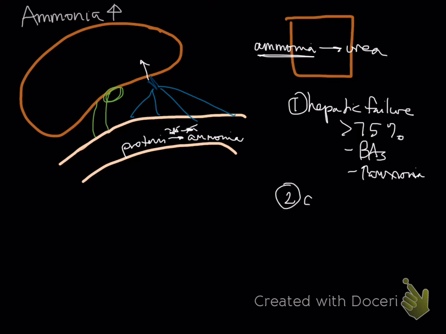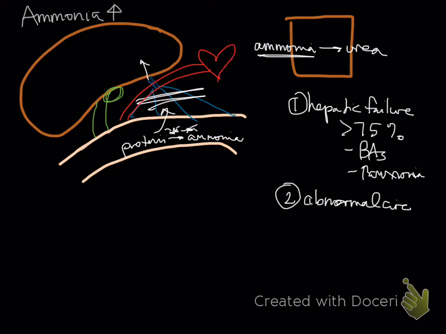Cause number two is abnormal circulation. And if you'll realize, these are very similar to what we see with increases in bile acids. So abnormal circulation means that essentially you have a portosystemic shunt. So instead of ammonia being taken up by your portal vasculature, there's a bypass that happens, and it goes directly to your heart instead of your liver. And so you're going to see increases in ammonia in your blood. And so this is, again, a portosystemic shunt.